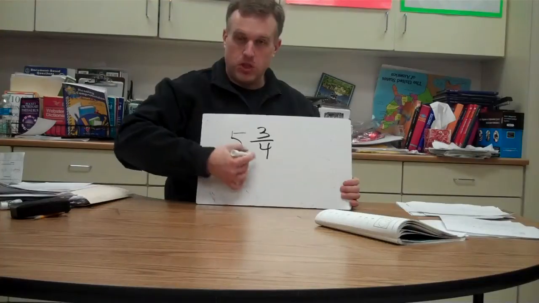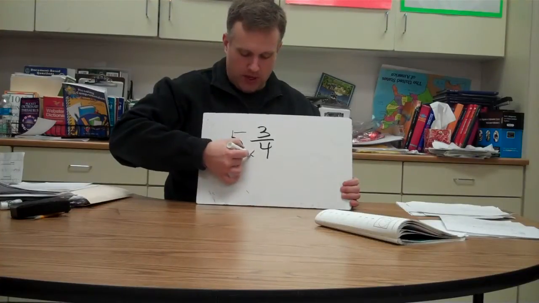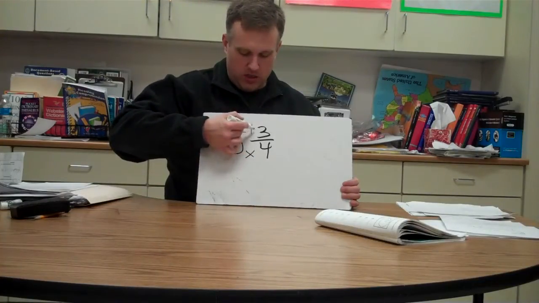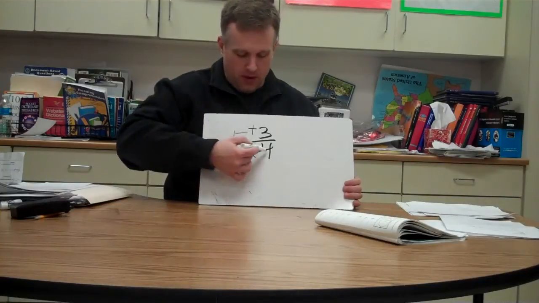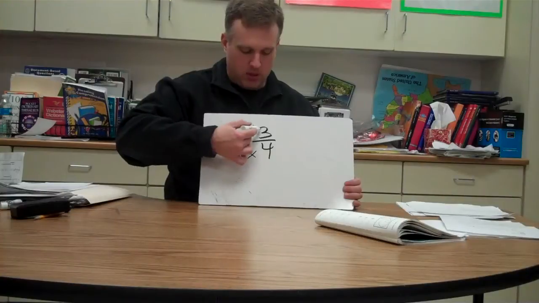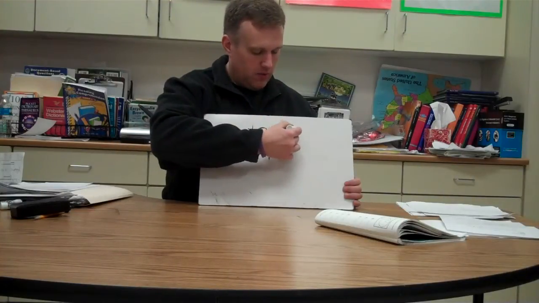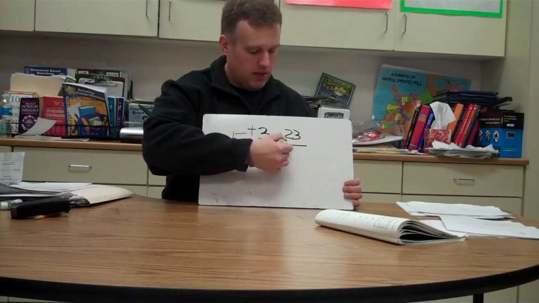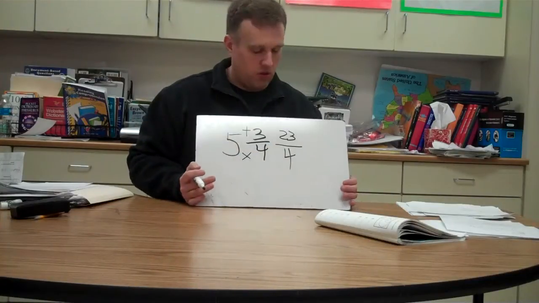5 3/4. Okay, again, I'm going to multiply. So I like to go ahead and just put my multiplication sign in there, and then put my addition sign all up at the top right away. 4 times 5 is 20. 20 plus 3 is 23. My denominator stays the same. 23/4.